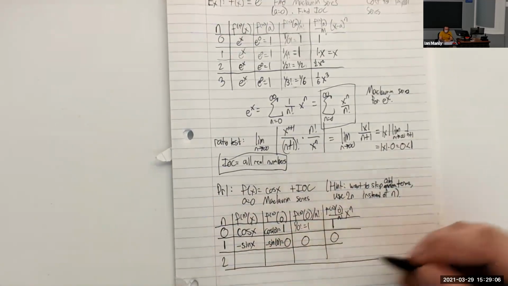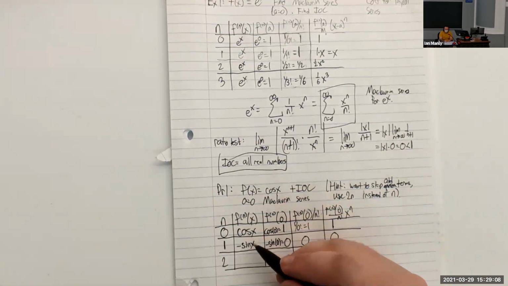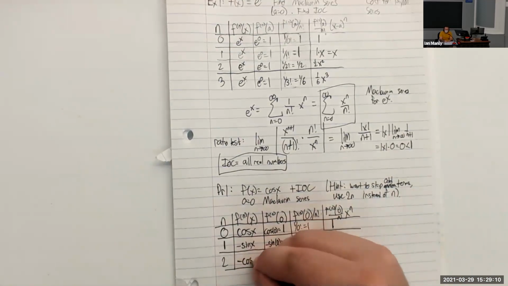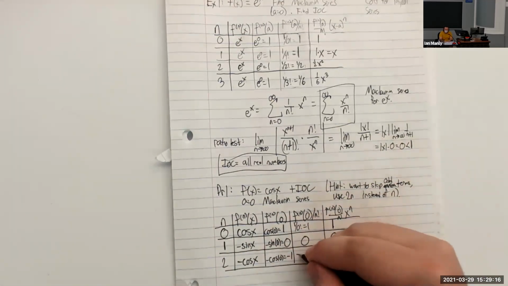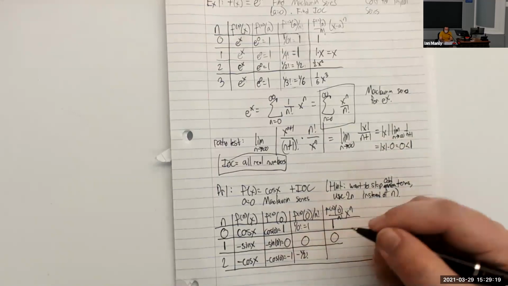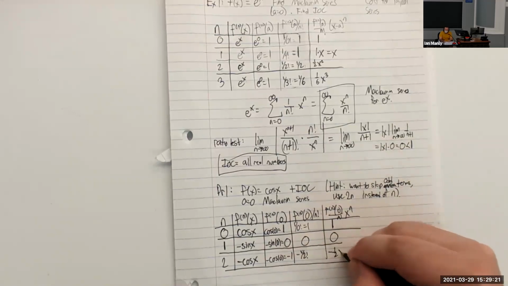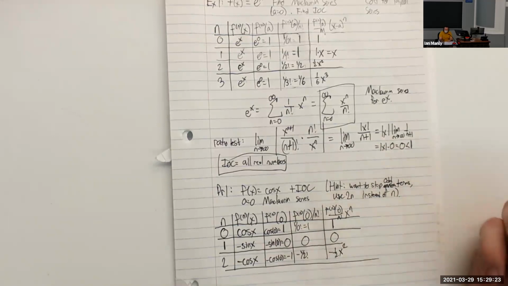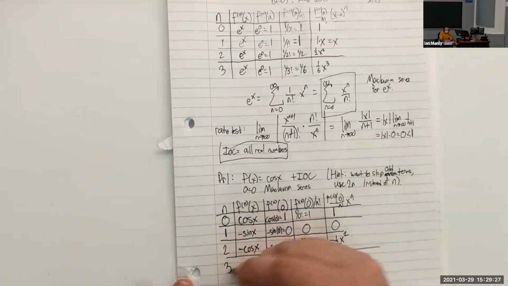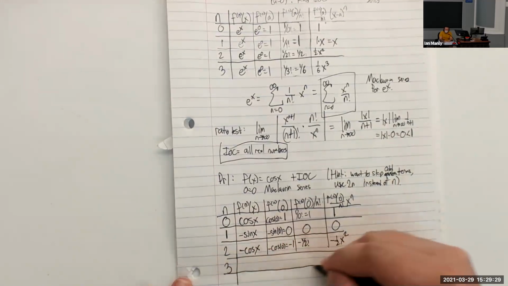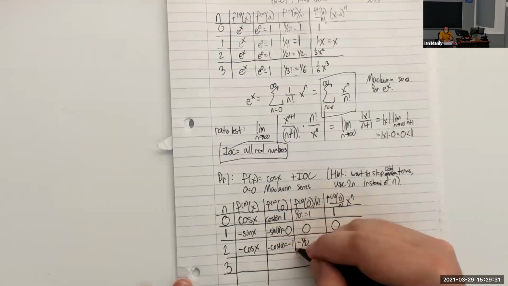All right, let's continue on to 2. We have the derivative of negative sine of x will be negative cosine of x. We have negative cosine of 0 is negative 1. So we have negative 1 over 2 factorial. So this gives us minus 1/2 x squared when we evaluate that. All right, I want to do maybe 2 more, and then I think we'll start to see the pattern emerge here.